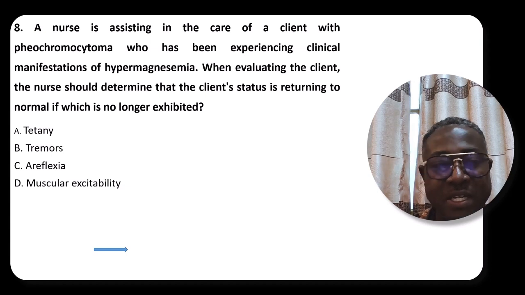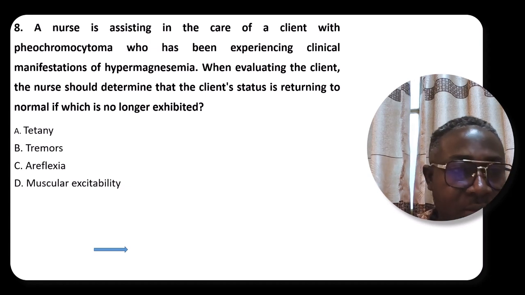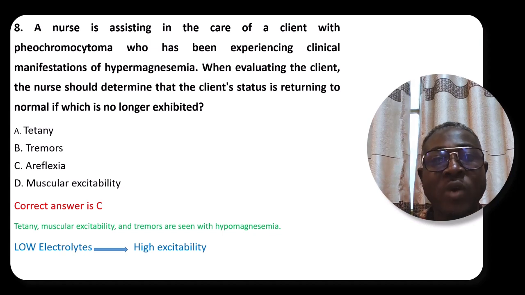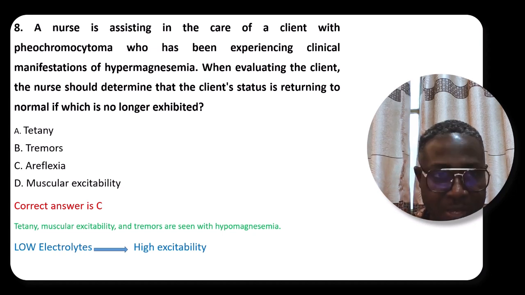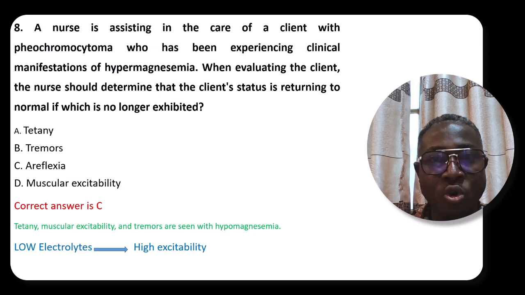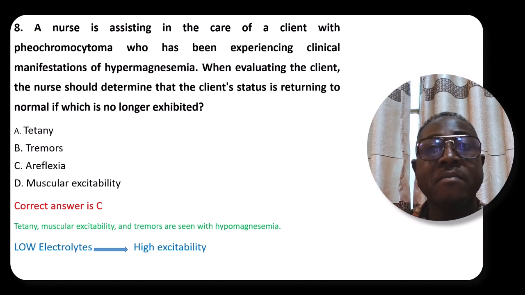I know this one is so simple, and I know you have put the correct answer there because using the previous explanation, this will be so simple for you. If you chose C, you are correct because the question is asking for symptoms of hypermagnesemia. And so with hypermagnesemia, we expect low excitability of the muscles.